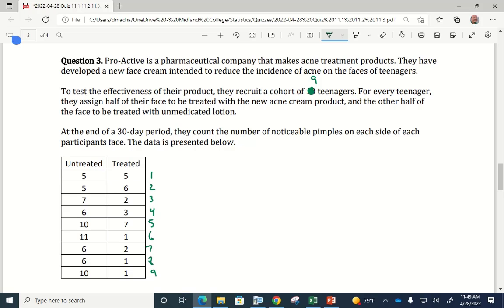This is dependent data because it comes from a matched pairs design. If you have a matched pairs experiment design, then you're talking about dependent data.